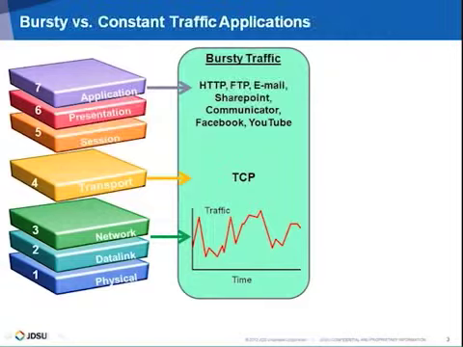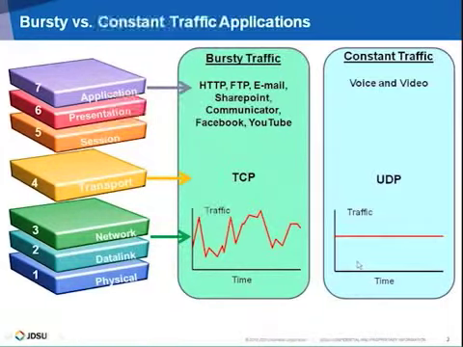So if you were to graph your throughput over time, it's going to be quite variable, with spikes or peaks and valleys. And it's really going to have bursts in very short periods of time. That's what we mean by bursty traffic.